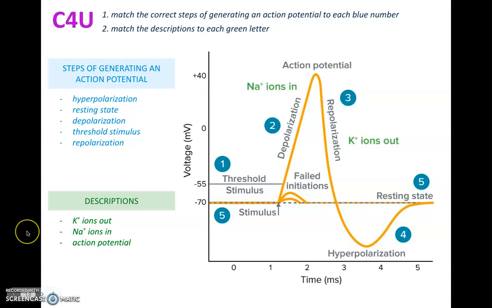All right, I'm going to pause here. The next thing we're going to do is investigate what exactly happens at the synapse after the axon terminals, once that action potential has made its way all the way down the neuron.